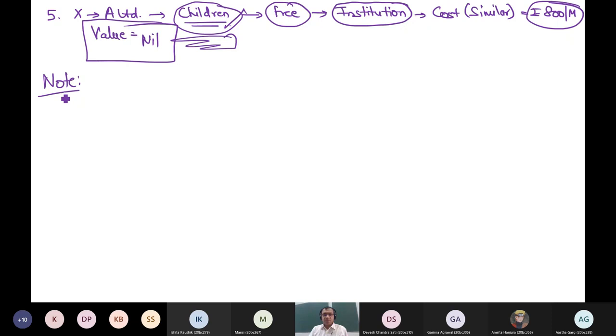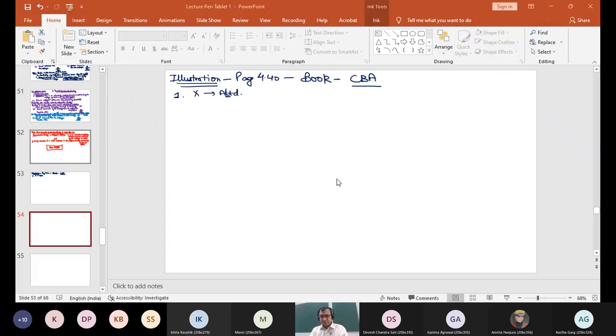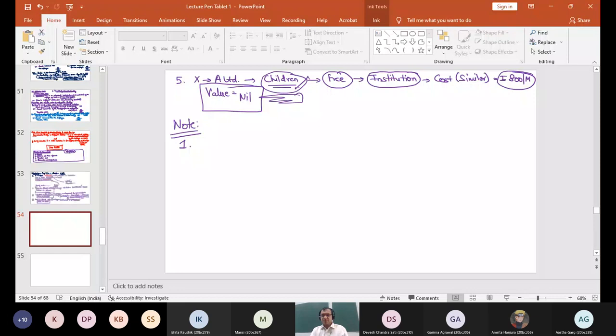Some notes now. Now, if all these 5 illustrations are clear, please raise your hands. Any slight problem, please feel free to ask. Feel free to ask.